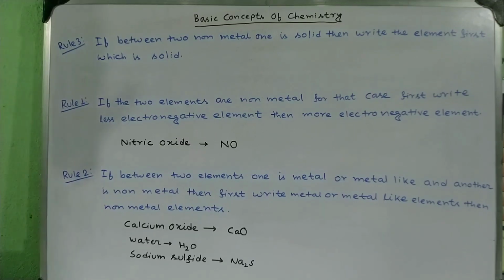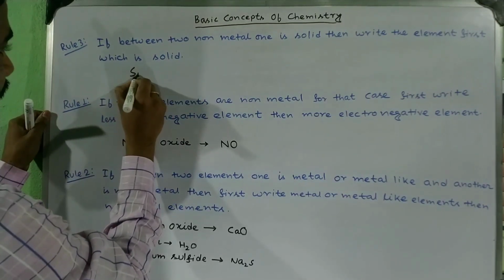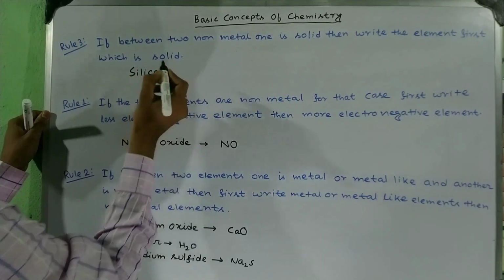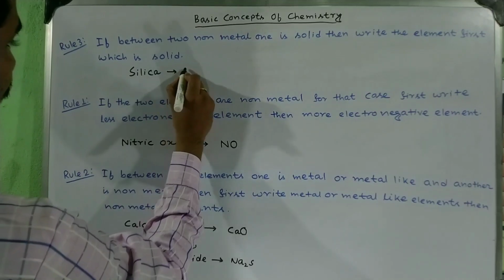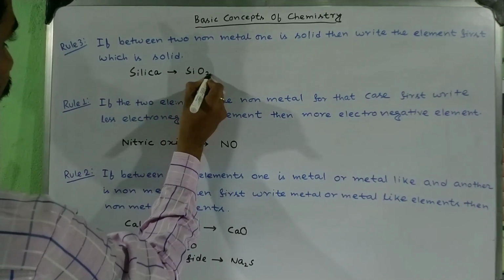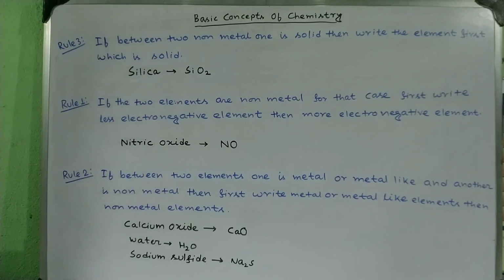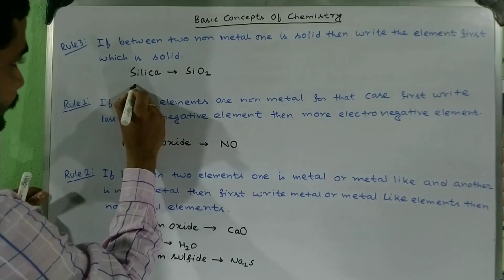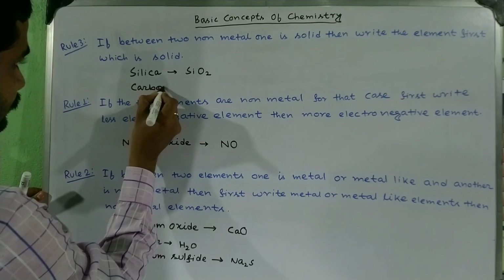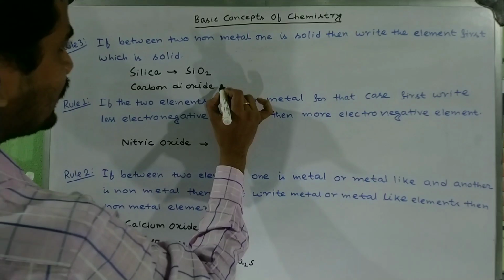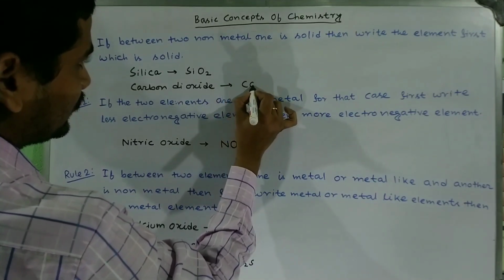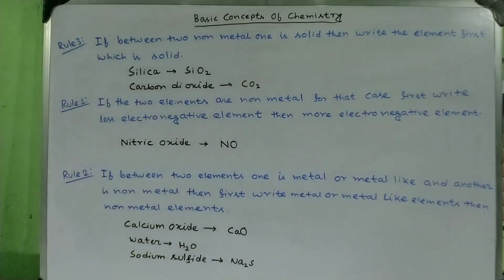An example is what? Silica. Okay, silica. What is the formula of silica? It is SiO2. Okay, another example is carbon dioxide. Oxygen is what? Oxygen is a gas. That's why we write oxygen later and write the symbol of carbon first.